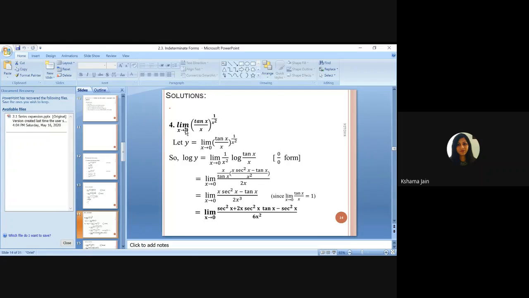So if you put 0 in place of x, we know tan 0 is 0, so this is 0 divided by 0, a 0 by 0 form clearly. And that also has 1 by 0, that is infinity. That means it is 0 by 0 raised to the power infinity form, a completely indeterminate form.